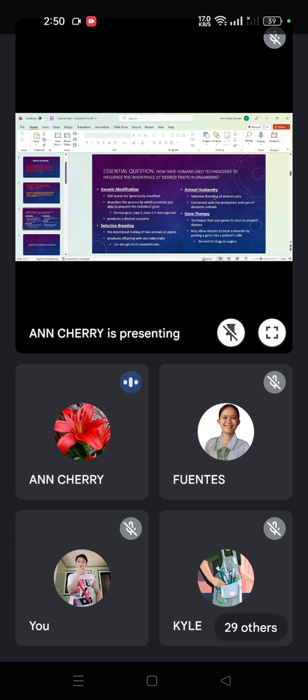Okay. Then for gene therapy naman. So this is another technology to influence the inheritance of desired traits in organisms. So this is a technique that uses genes to treat or prevent diseases. So mo-treat siya or mo-prevent siya og disease. We call this gene therapy.